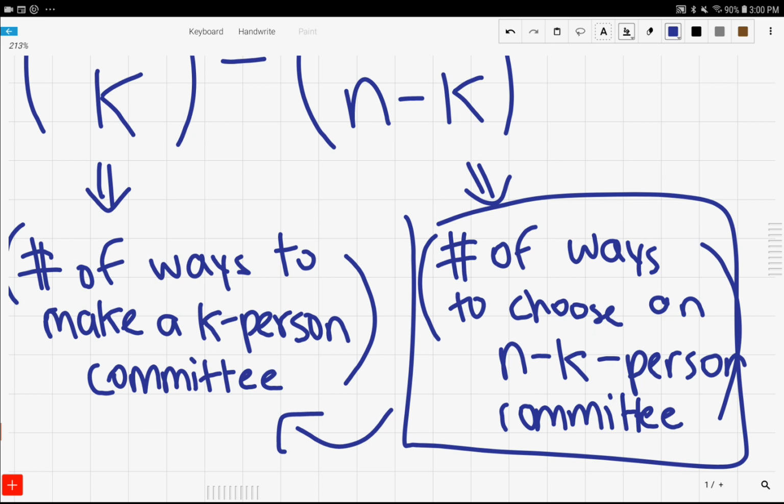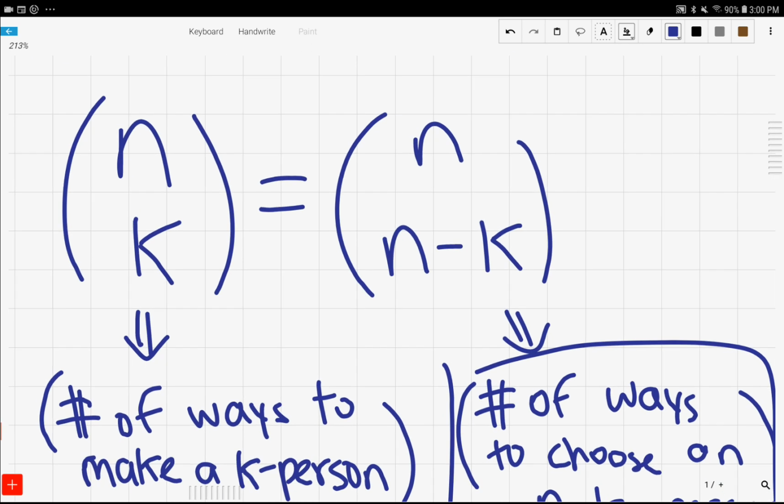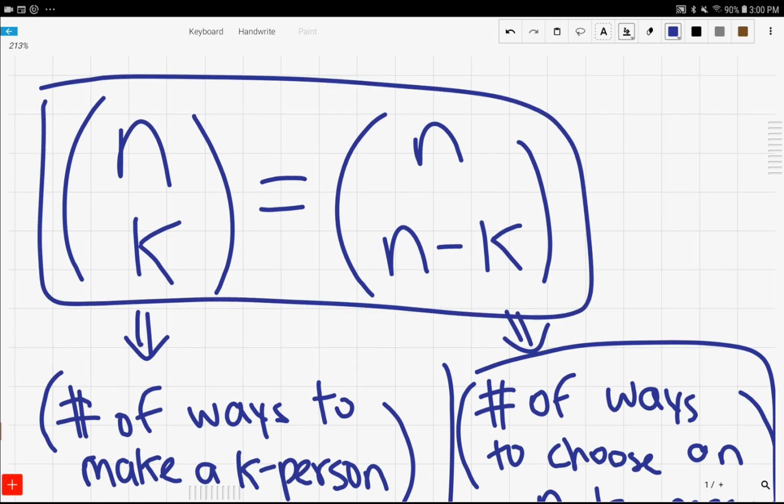Well, when we're choosing an n minus k person committee, technically we're also choosing a k-person committee, because if we choose that n minus k person committee, there will be k people left behind. So technically we've actually chosen a k-person committee to stay behind. So it is equivalent to the number of ways to make a k-person committee. So therefore, these two are equal.